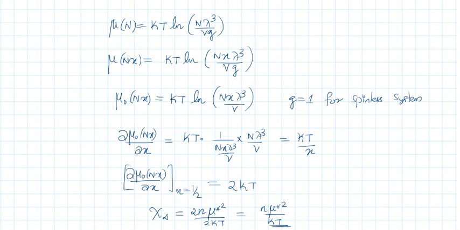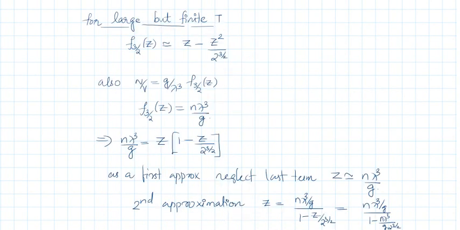Okay. So, this is the behavior of susceptibility as T tends to infinity. So, it obeys Curie's law. Now, for large but finite T.